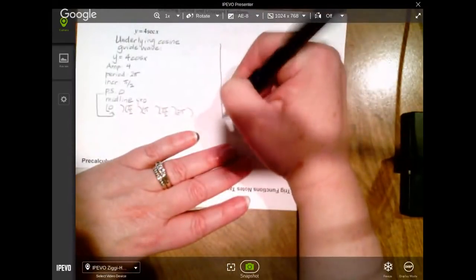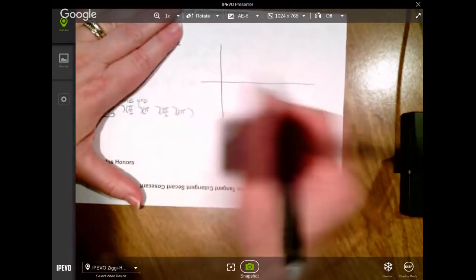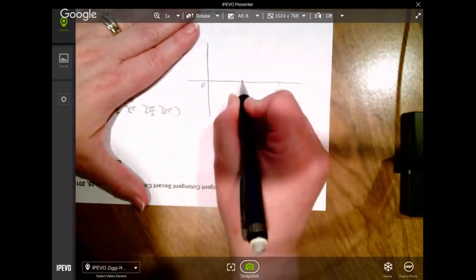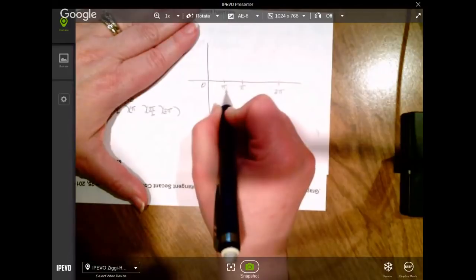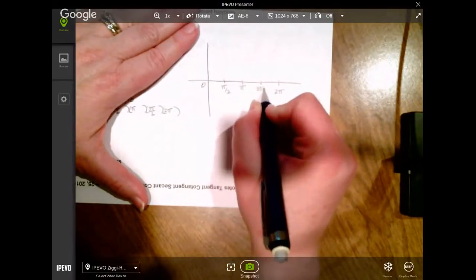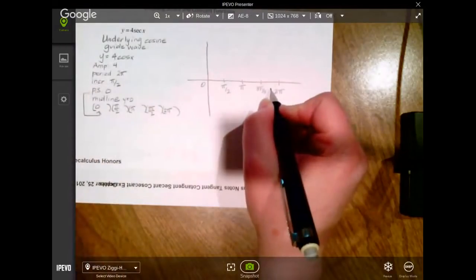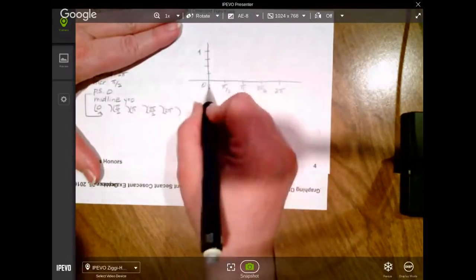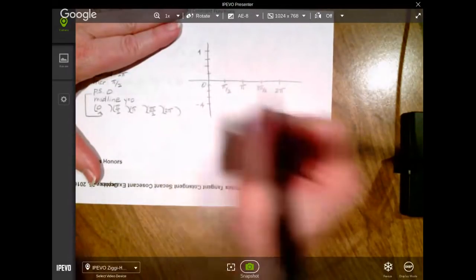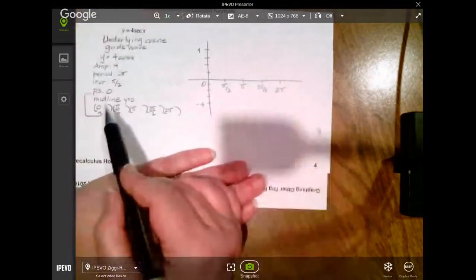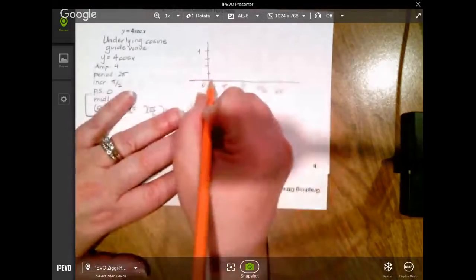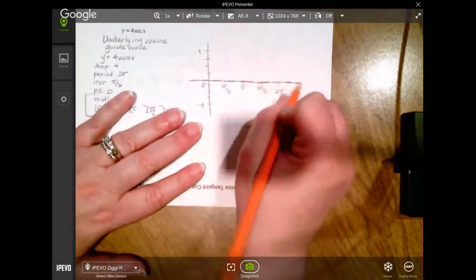So let's do that and label our axes from 0 to 2 pi, and then halfway in the middle is pi, halfway in the middle is pi over 2, halfway in the middle here is 3 pi over 2, and the amplitude is 4, so we're going to have our y-axis up to 4 and down to -4. And in this case, we said the midline was y equals 0, so let's graph our midline, and I'll use orange for our midline today. Here's a midline. Now remember, this is for the underlying cosine graph.